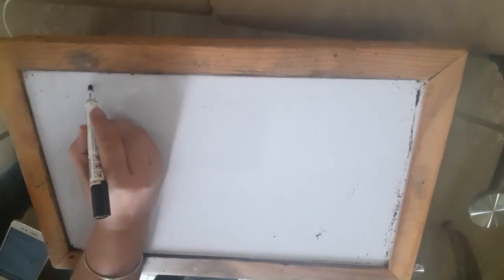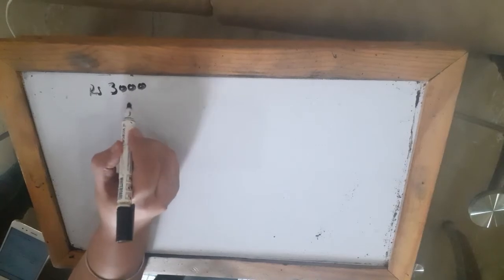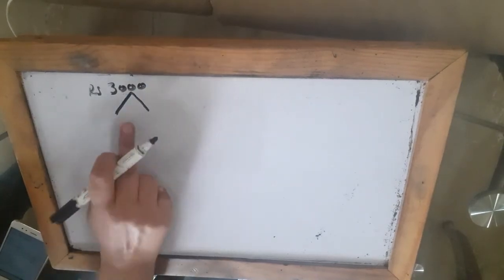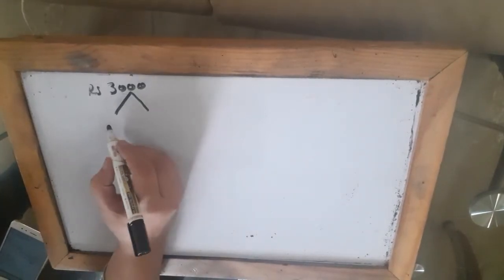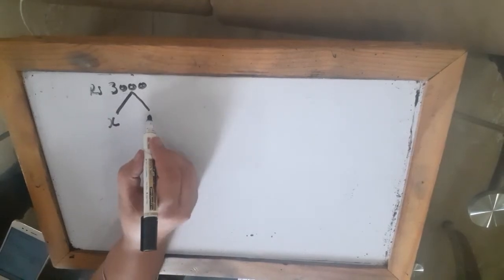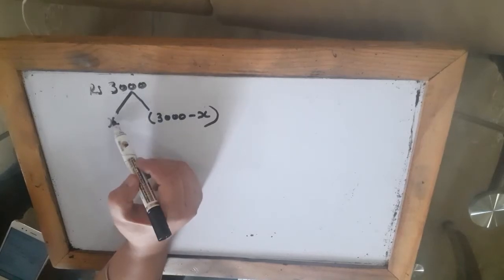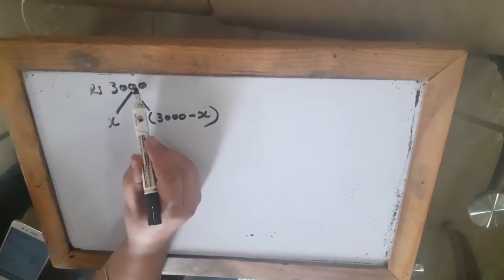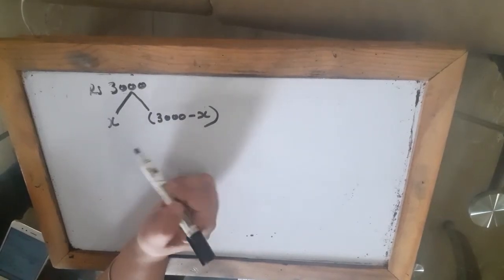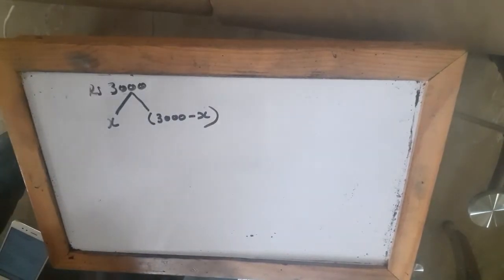Now come to question number 24. In this they say divide rupees 3000 into two parts. So they are saying divide this 3000 rupees into two parts. They have not said what one part should be and what the second part should be. So I'll say let the first part be x, and what will be the second part then? 3000 minus x. If one part is x, then what is left of the 3000, 3000 minus x, will be the second part.